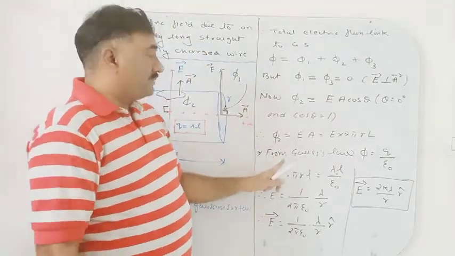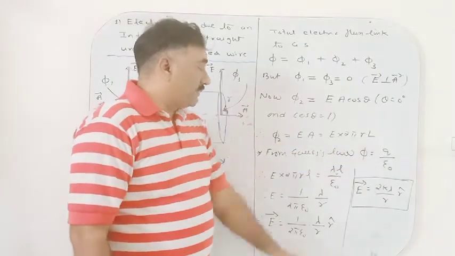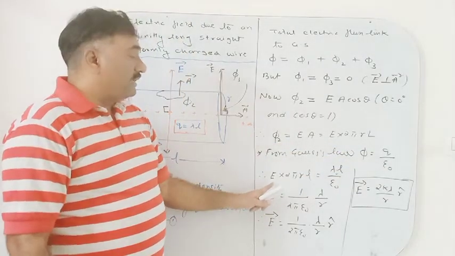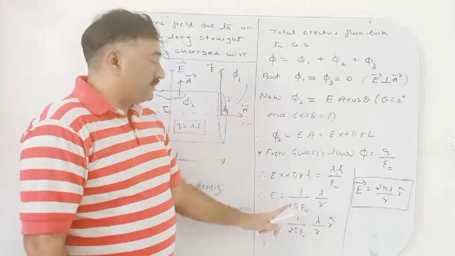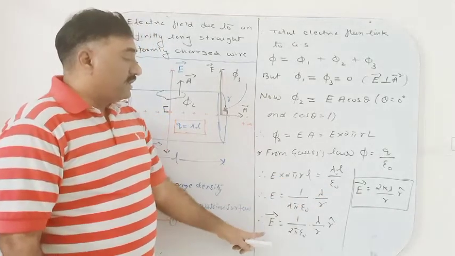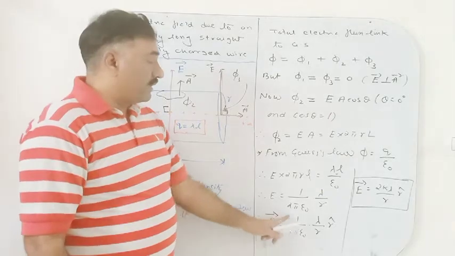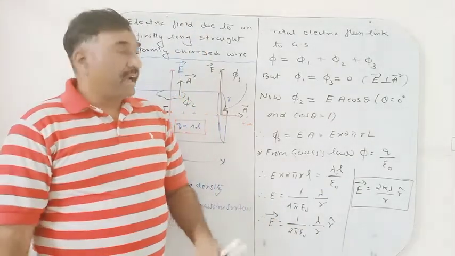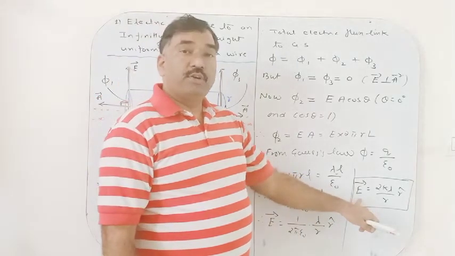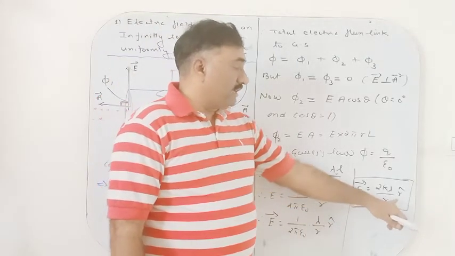So flux phi is equal to Q upon epsilon 0. From Gauss law, E multiplied by 2 pi RL is equal to lambda L upon epsilon 0. L cancels from both sides. So in vector form we get E equal to 1 upon 2 pi epsilon 0 lambda by R in the direction of R caret. And from a numerical point of view, 2K lambda by R in the direction of R caret.